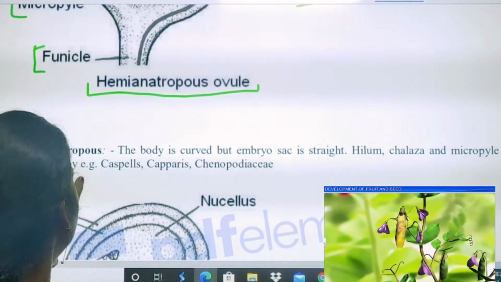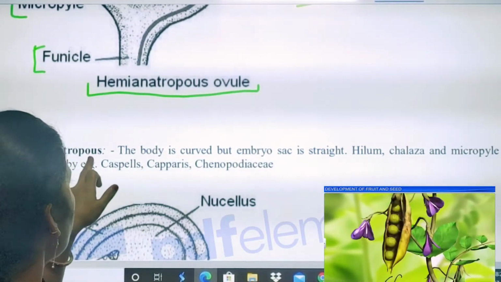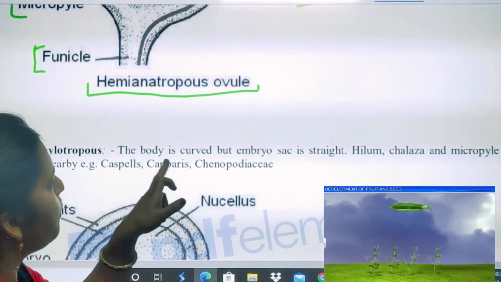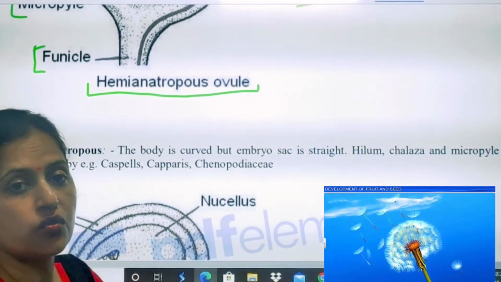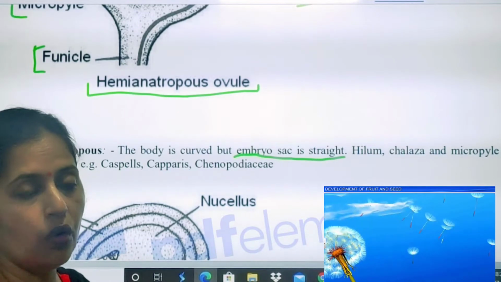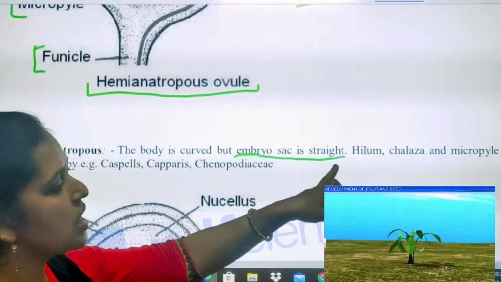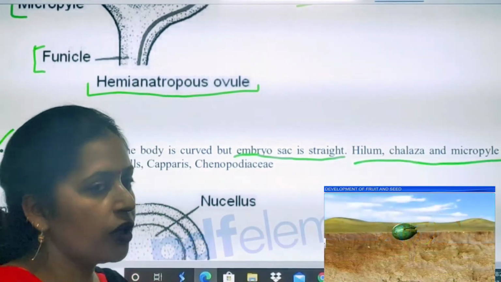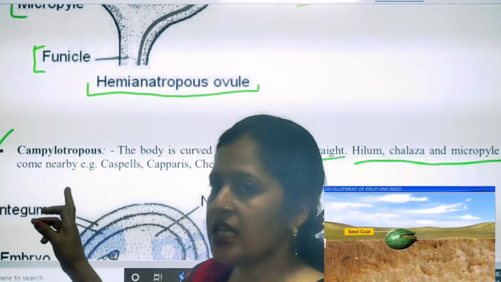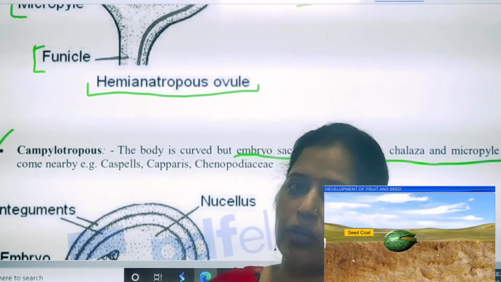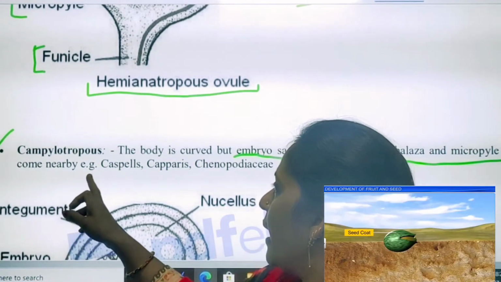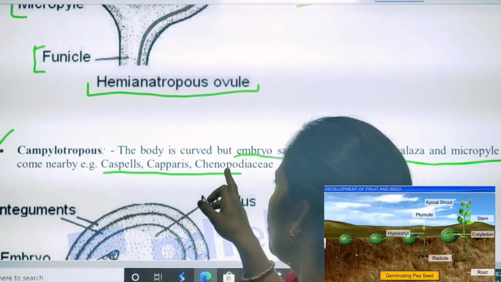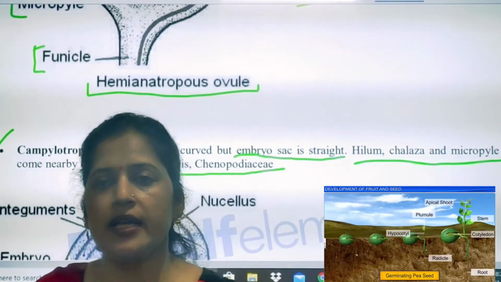Next is the campylotropous ovule. The body is curved but the embryo sac is straight. In this, the body will be curved, but the embryo sac is straight. Hilum, chalaza and micropyle come near. In this, the hilum, chalaza and micropyle all come nearby. Examples: Capparis and Chenopodiaceae.